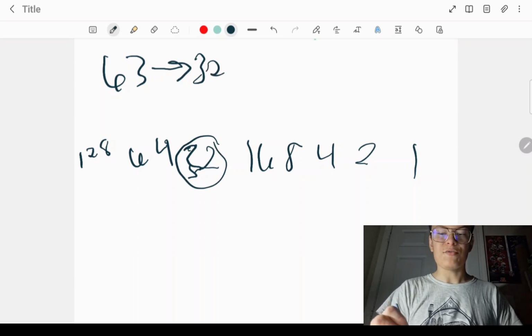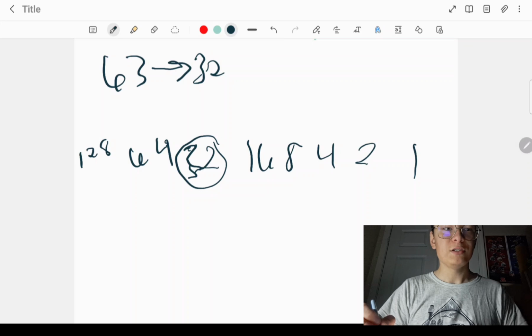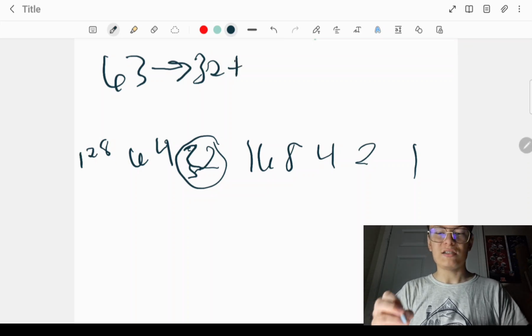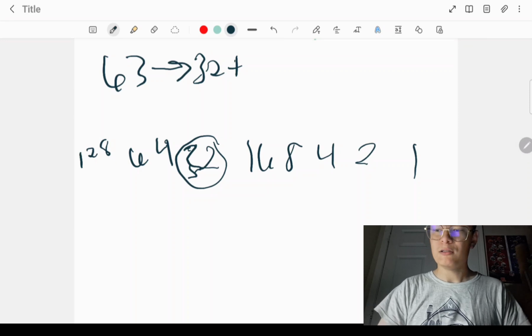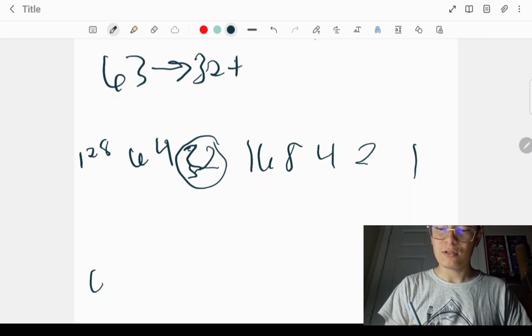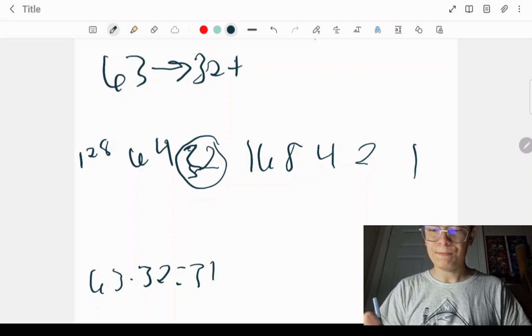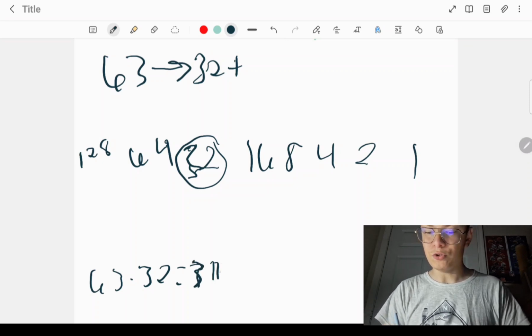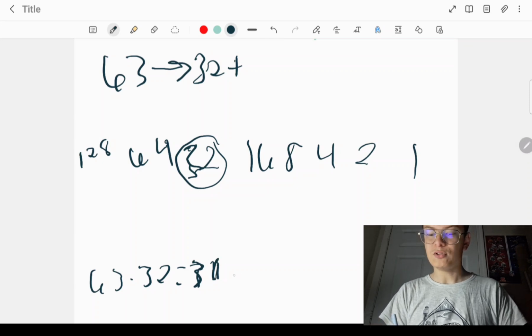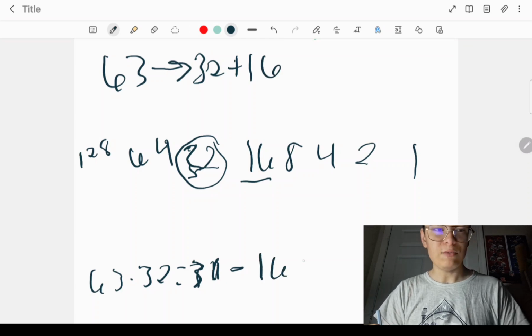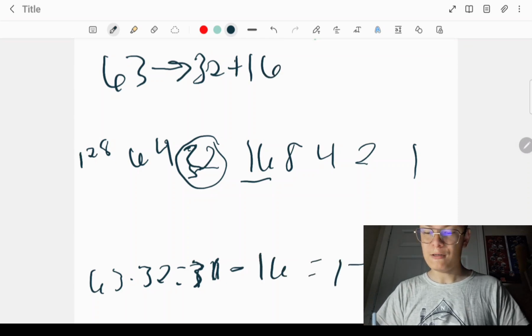So basically 63 minus 32. I forgot to add these ones. So basically 63 minus 32, which is 31. Okay, so we have 31 here. So now we've got to figure out how to solve it. So for 31, the next one is 16. So 31 minus 16 is 15.